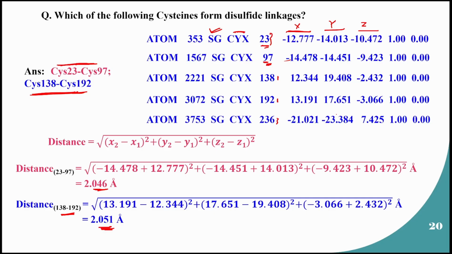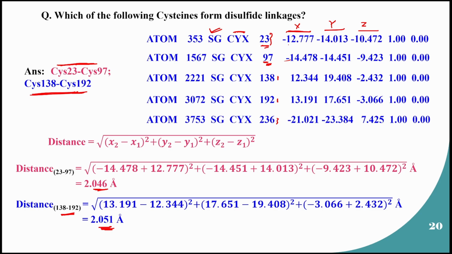So it's possible that these pairs will not form a disulfide bond because, from the coordinate information, just visually speaking, they seem very distant, right? So you can take a look at the visual cues as well to find out which particular residue pairs you want to calculate the distances for first, and then you can go from there. In this case, only 2397 and 138, 192 form the disulfide bond linkages, right?